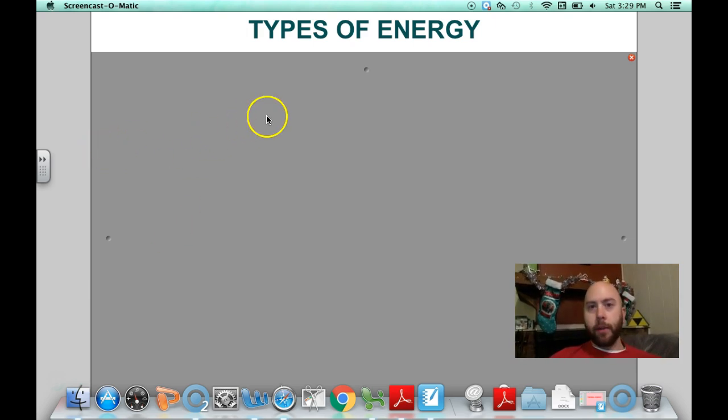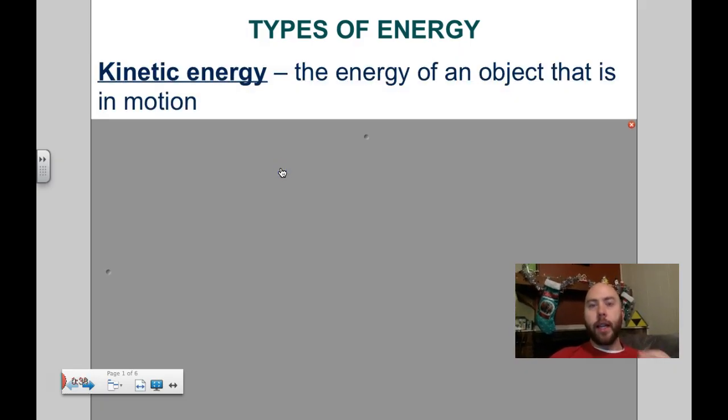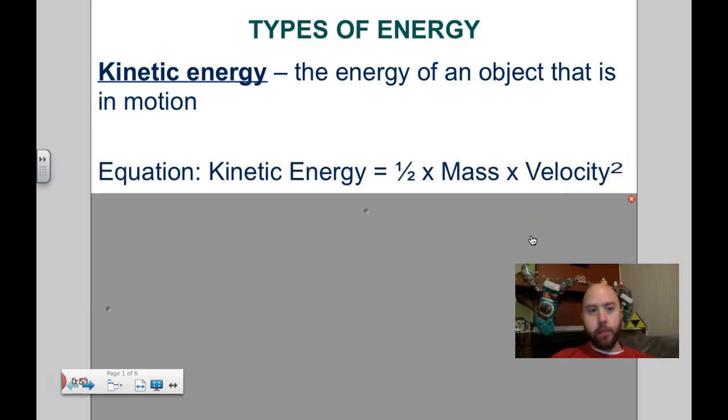All right, so let's talk about the first one. Kinetic energy. Kinetic energy is energy that is in motion. Anything that is in motion has kinetic energy. I'll repeat. Anything that is in motion has to have kinetic energy. So to find kinetic energy, since you're in motion, it's very easy. It's just kinetic energy equals 1/2 times mass times velocity squared.